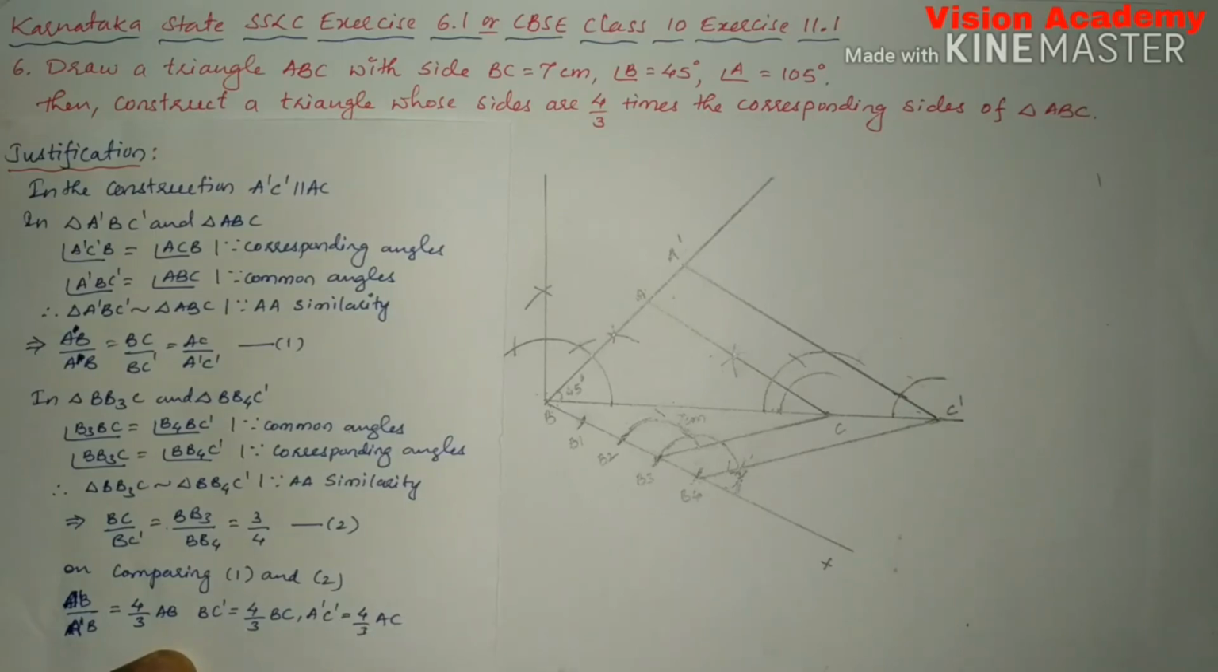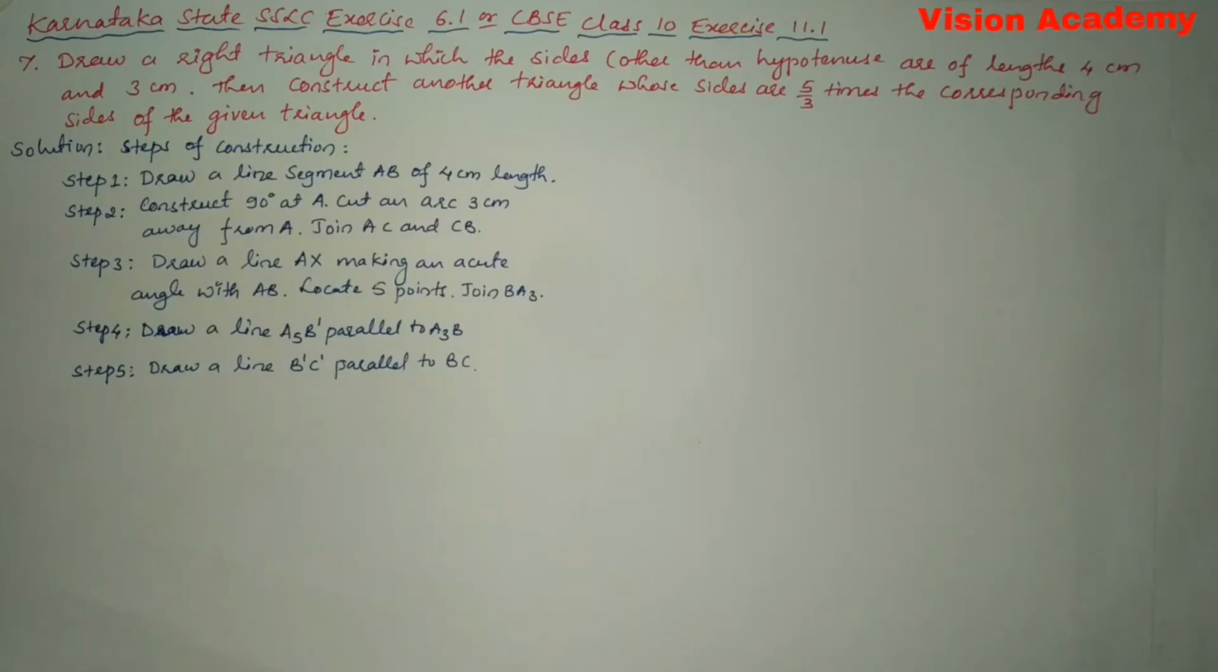AC. Question number 7. Draw a right triangle in which the sides other than the hypotenuse are of length 4 cm and 3 cm. Then construct another triangle whose sides are 5 by 3 times the corresponding sides of the given triangle. Now let us find the solution for the given problem.